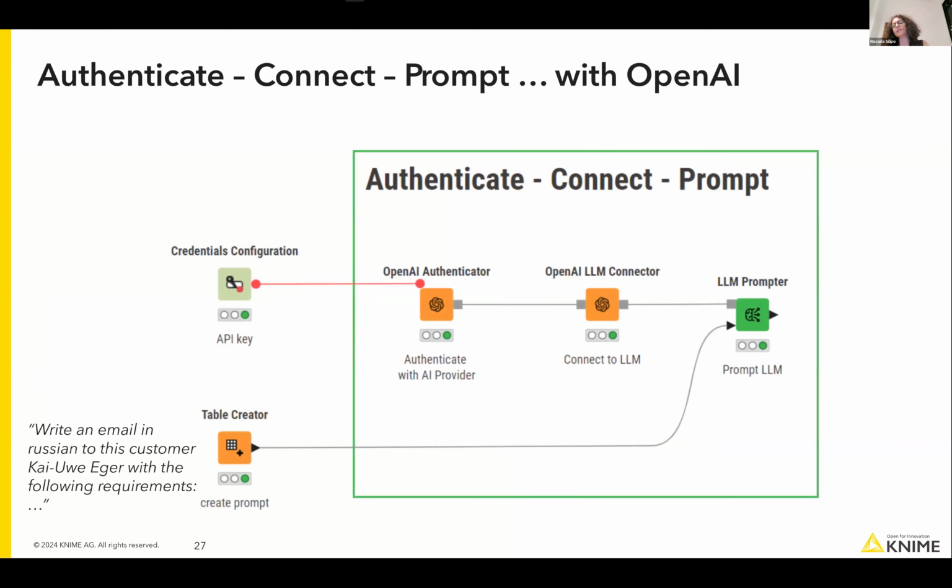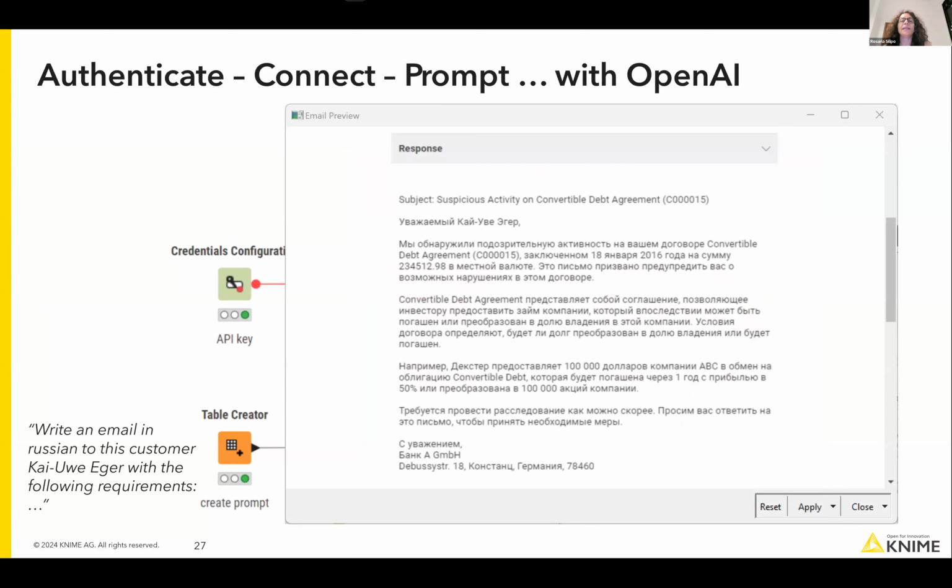If we decided to use OpenAI, because I already have a user profile there, this is what it becomes. You are going to have the OpenAI authenticator and the OpenAI LLM connector. And this is the prompt: write an email in Russian to this customer, name of the customer, with the following requirements. And then there are a number of requirements, for example, authoritative tone or something like that. And this is the response.